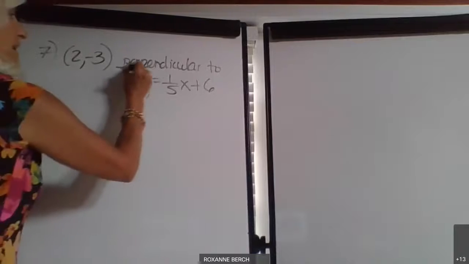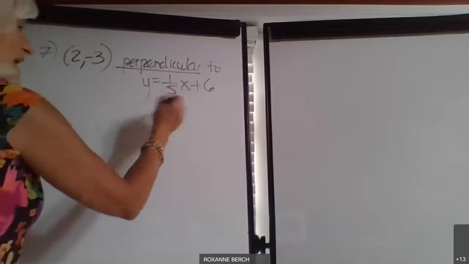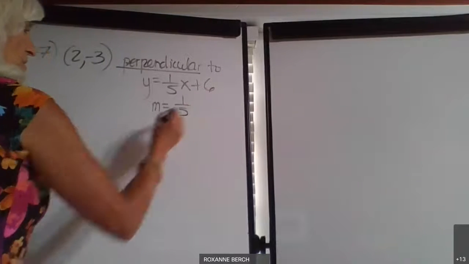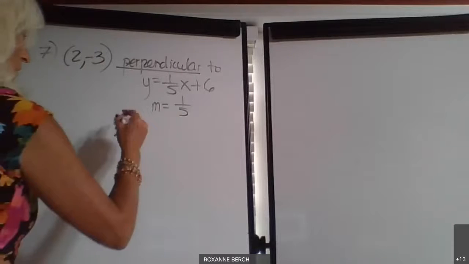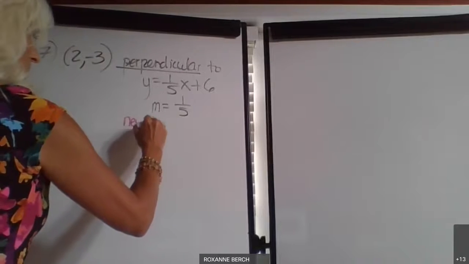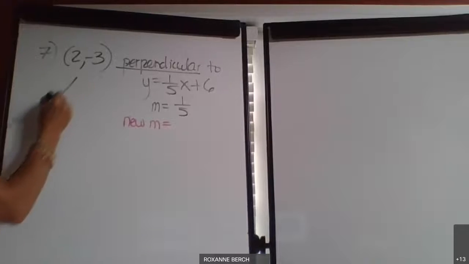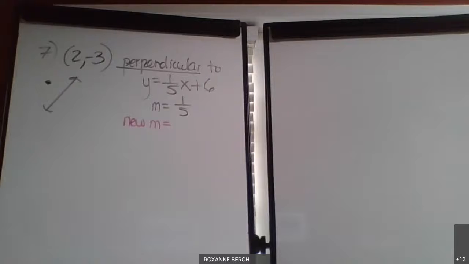Okay, now once again, this says perpendicular. So we have to find its slope. It's already in slope-intercept form, it's 1/5. So what would our new slope be? Because once again, they're giving us a line and they're giving us a point not on the line, and we have to find this new equation that's going to go through that point that's perpendicular to the black line.